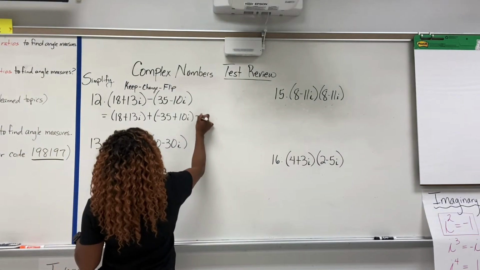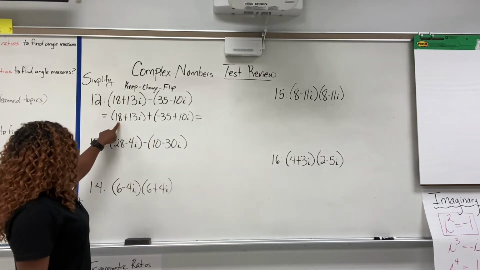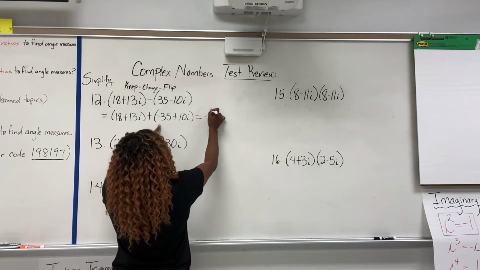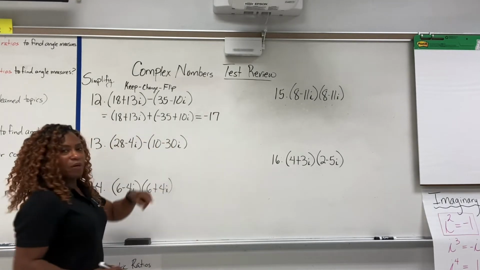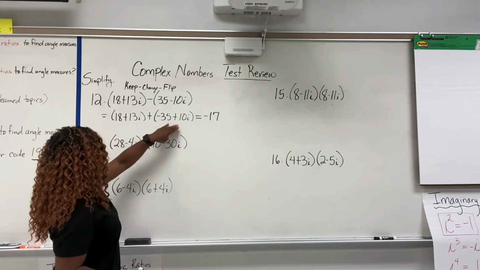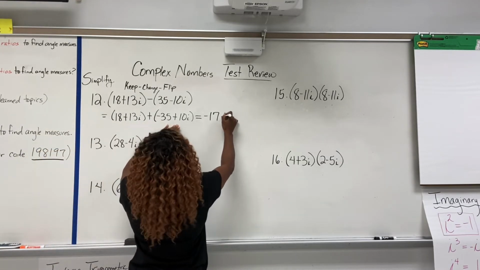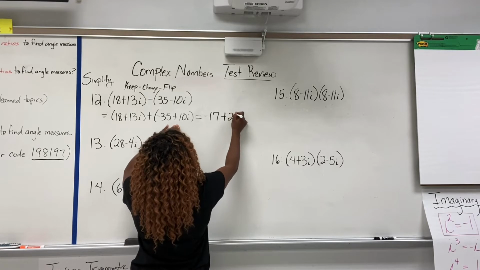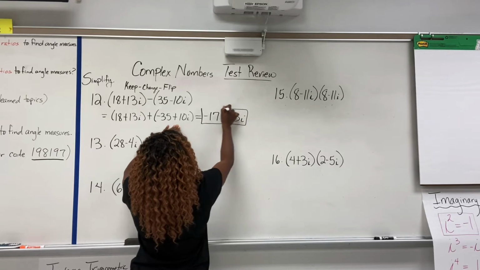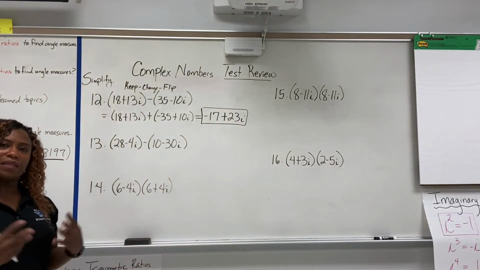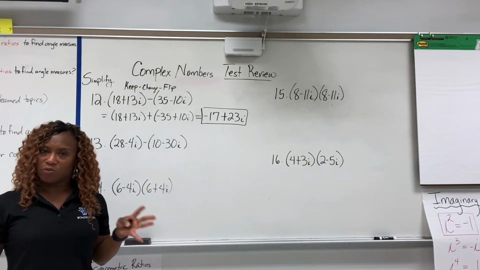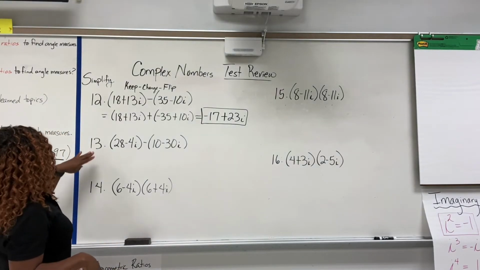So I'm gonna go ahead and work through this. So I've got 18 plus negative 35, that's gonna give me a negative 17. So I've done my real parts, and then 13i plus 10i, that gives me a plus 23i. And I'm done. I did it a little bit quicker than the other problems, but I think we're getting really good at adding our complex numbers, especially since it's just like terms that we're combining. Let's take a look at 13.